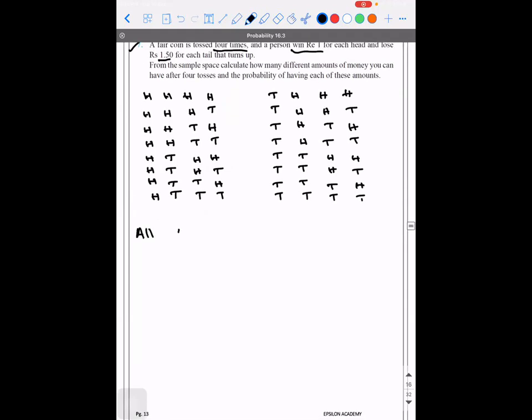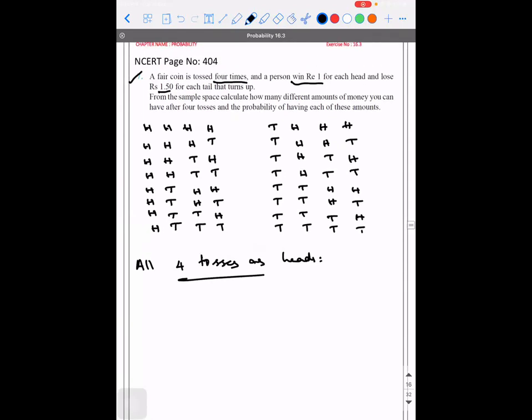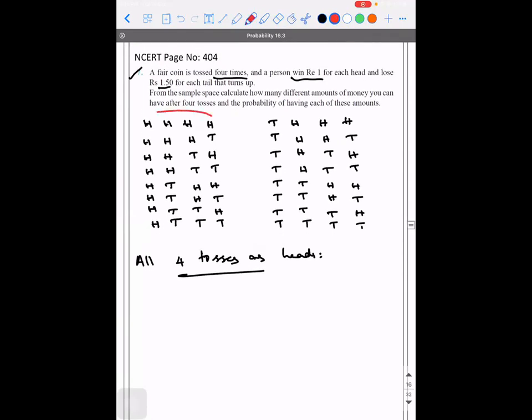Okay, so what are all the possibilities? You can get all 4 tosses as heads. Right? So all 4 tosses as heads, how many times is it possible? 1 time. So if you get a head each time, how much is he going to win? So it will be 4 rupees.